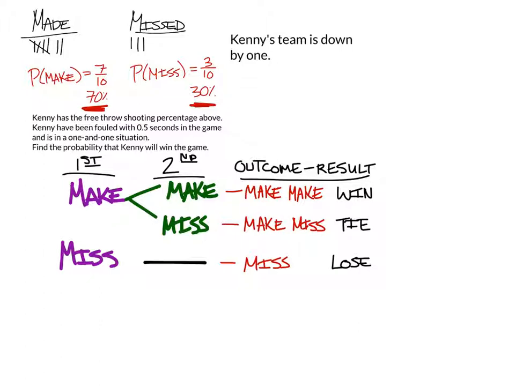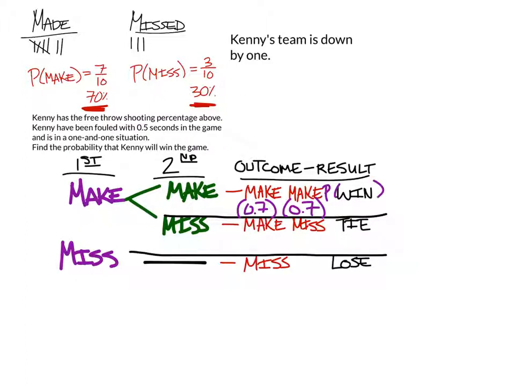Let's look at the winning scenario, so we'll separate these. What's the probability that Kenny will make that first shot? 70%, which as a decimal is 0.7. And then what's the probability that Kenny will make the second one? Still 70%. So the probability of winning would be 0.7 times 0.7, which is 0.49, or 49%, which is pretty high.